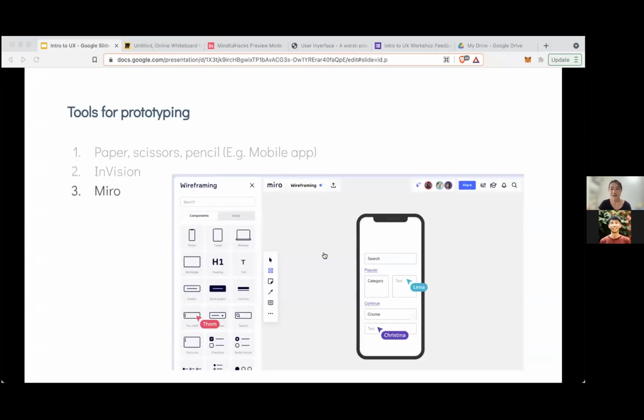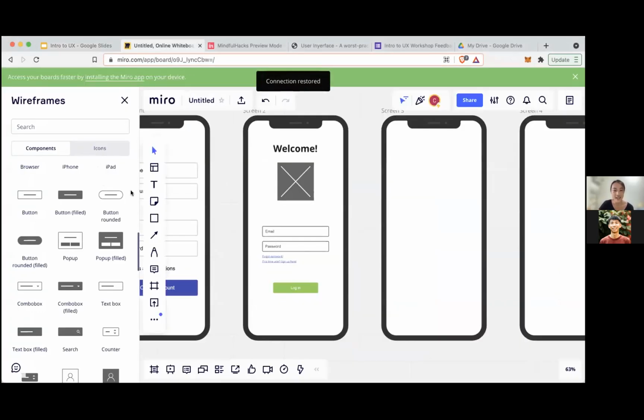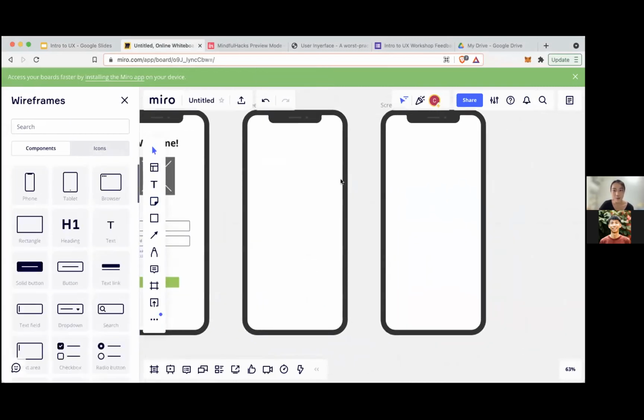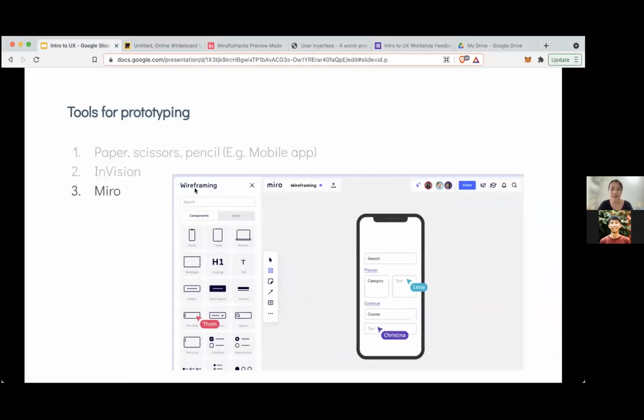Next, Miro. Miro is a super awesome and fast prototyping tool because it already has a tool set of wireframing elements. To show you how it looks, it's like this. It has a toolbox here for you to drag and drop the elements that you want for your wireframe. So it can be very, very fast and simple for you to do. Again, I'll demonstrate how to do this at the end of the workshop, and the instructions will also be in the sheet I provide at the end of the workshop.